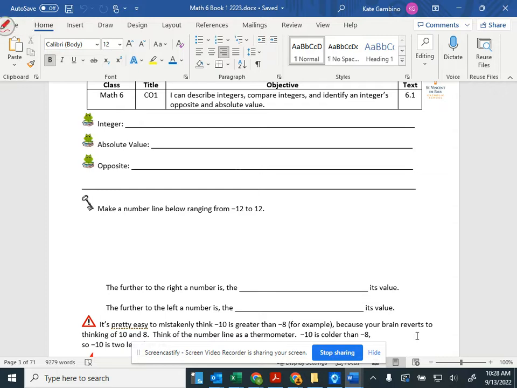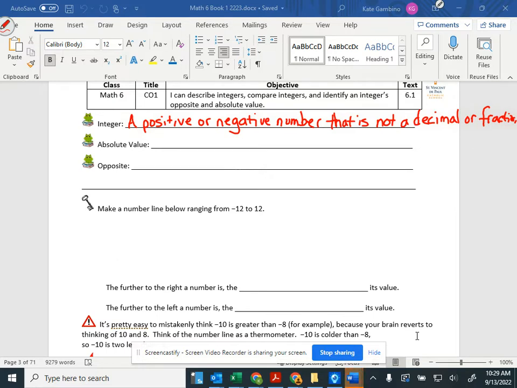So an integer is a positive or negative number that is not what? What can an integer not be? Who remembers from yesterday? Jillian. Decimal or a fraction? It cannot be a decimal or fraction. So if it is an integer, it's just that number. It's not a decimal, it's not a fraction. So you should be double checking your book, making sure you wrote the full definition out.